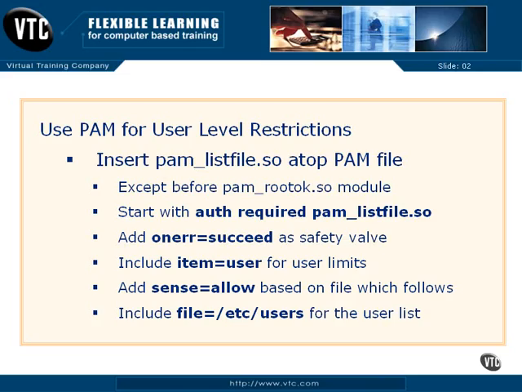Now let's sum up. For the PAM module as configured, I could forget to create the etc/users configuration file, and the on_error=succeed option would save me, leaving halt as a usable command. The item=user option specifies user level restrictions as configured in the etc/users file. And the sense=allow means that users in etc/users are allowed access to the halt command.